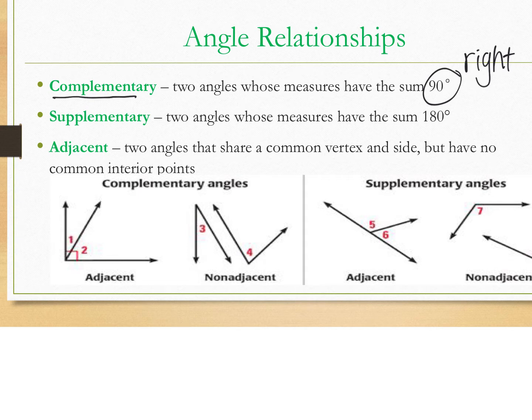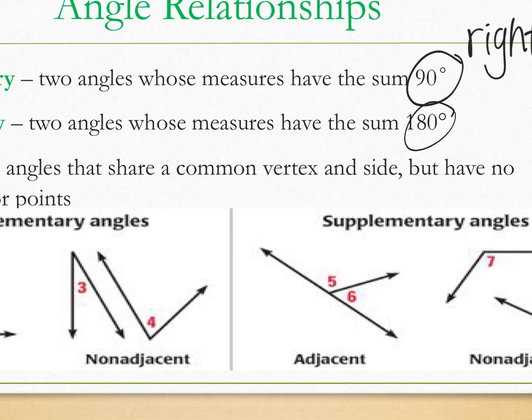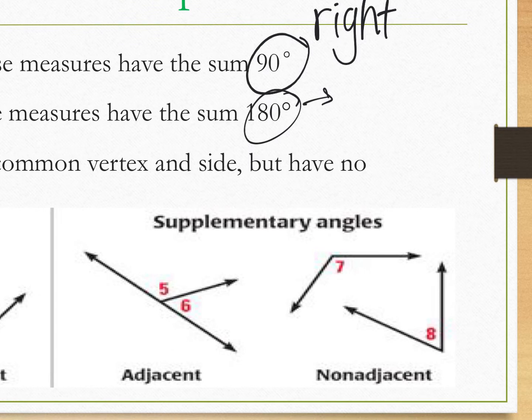Supplementary are 2 angles whose measures have the sum of 180. Actually, before I jump into that, what does sum mean? You add them together. So if you add those 2 angles together, they will give you 90 degrees for complementary. For supplementary, they will equal 180. How are you going to remember supplementary? 180 makes what kind of angle? A straight angle, or a straight line.